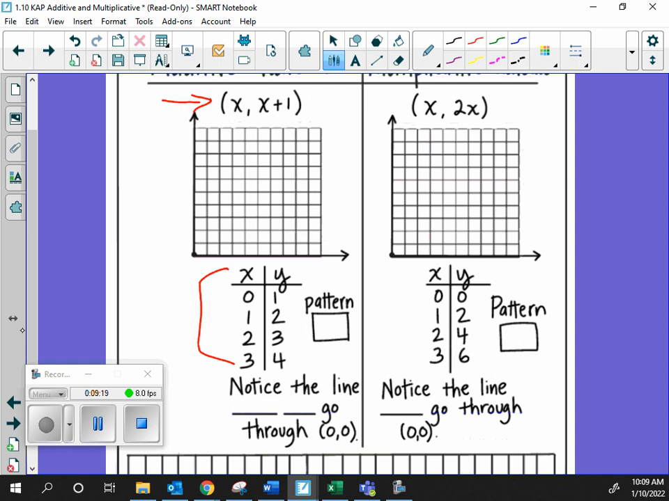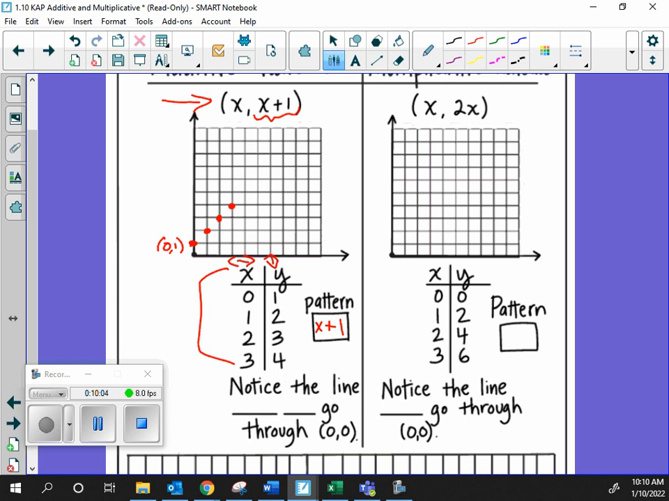So 0, 1. The 0 tells me I'm not moving which direction? I'm not moving to the right or to the left, but I am going to go up 1. Okay, that's 0, 1. Okay, 1, 2: I go over 1, up 2. 2, 3: over 2, up 3. 3, 4. Okay, we said each time, what was that pattern they were doing? X plus 1, very good. Okay, hold this right here.